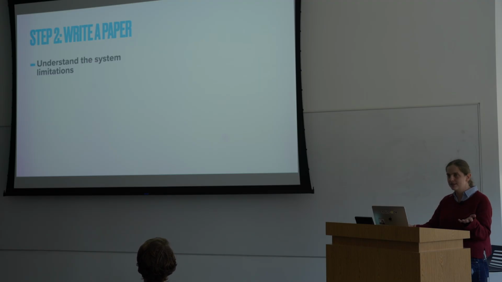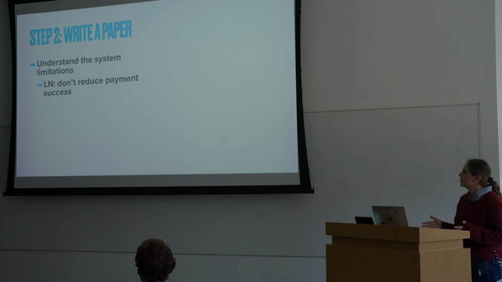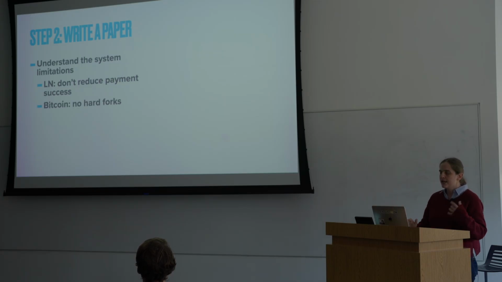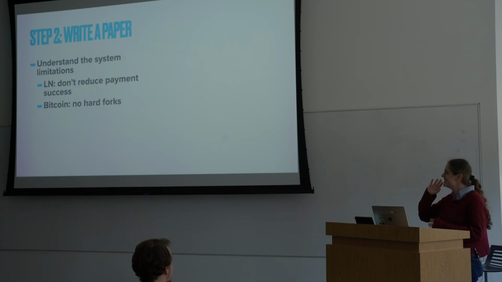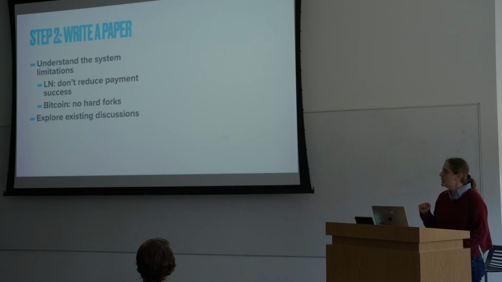First of all, understand the system limitations. For example, there are a bit of no-go zones that you should be aware of before you start working. In the Lightning Network, reducing payment success is a big no-no. Everybody gets very upset about it if you suggest it. In Bitcoin, you say the word hard fork, Bitcoin developers stop listening for various reasons. So you really need to understand the world you're working in when you're suggesting some solution that you want to see through to implementation.